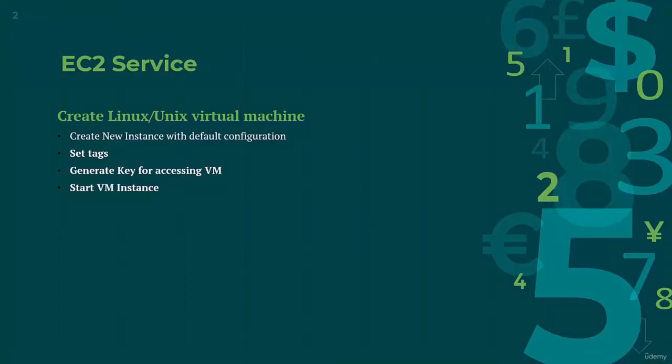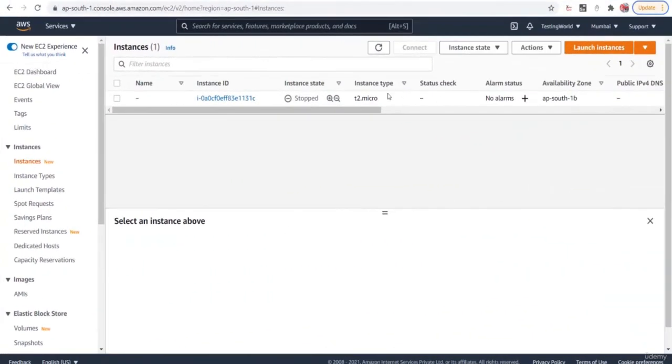Welcome back. Previously we have seen how we can create a new instance, meaning we have created a new virtual machine. While creating the virtual machine, we have seen how we can set tags and what is the use of tags. Also, we have generated a key, which is a .pem file, which we are going to use while connecting with the VM. And I have also shown you how we can stop the VM, because when we created the VM, it was automatically started, and later on we just stopped it.